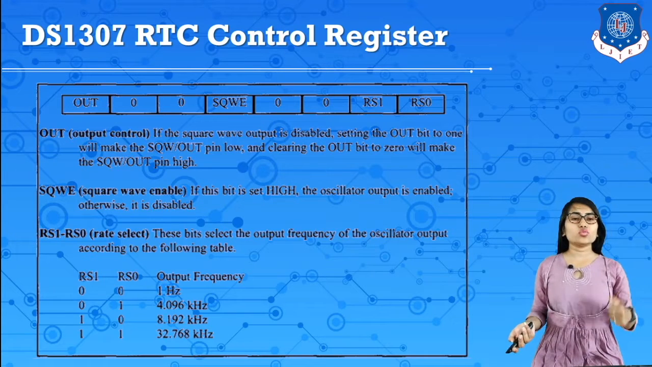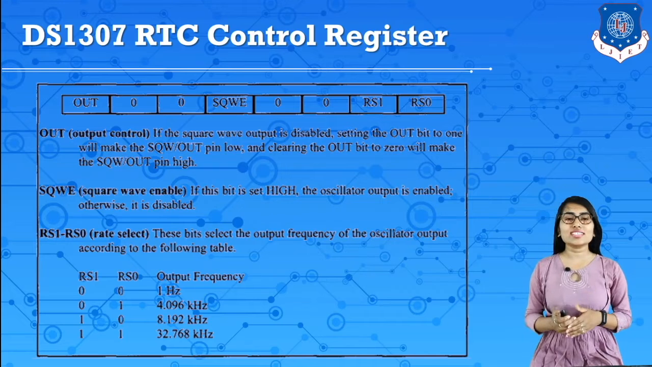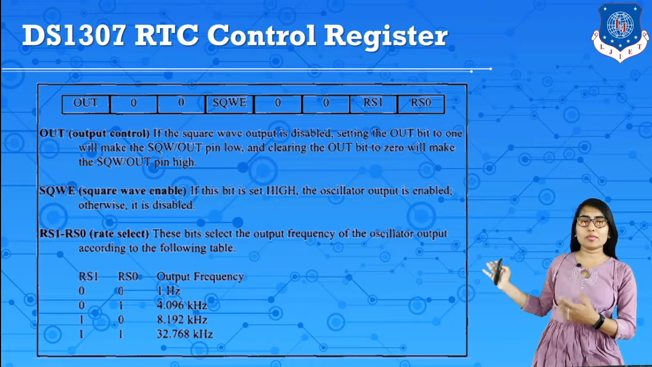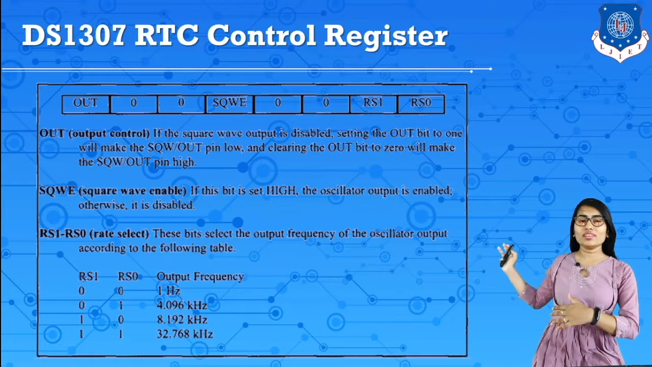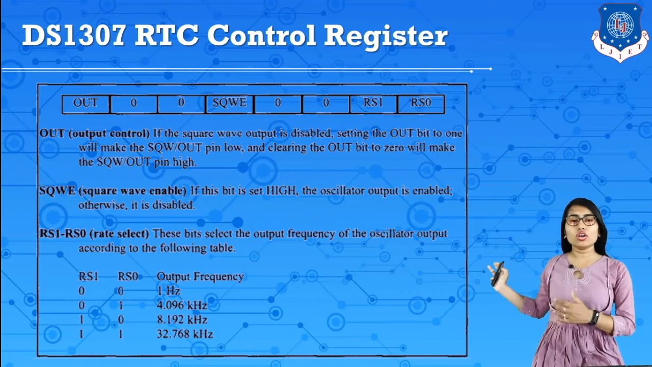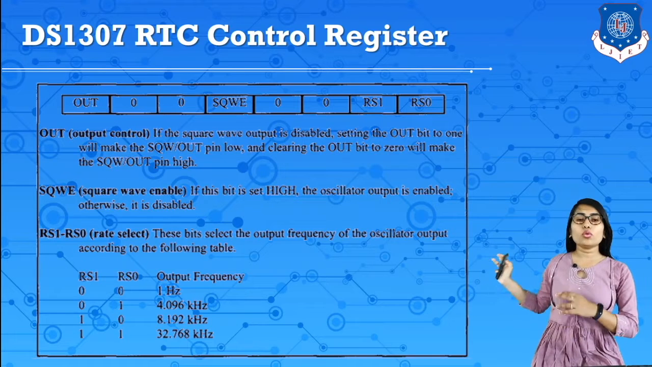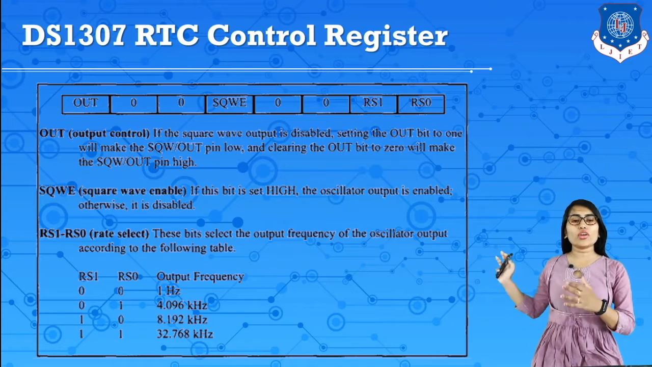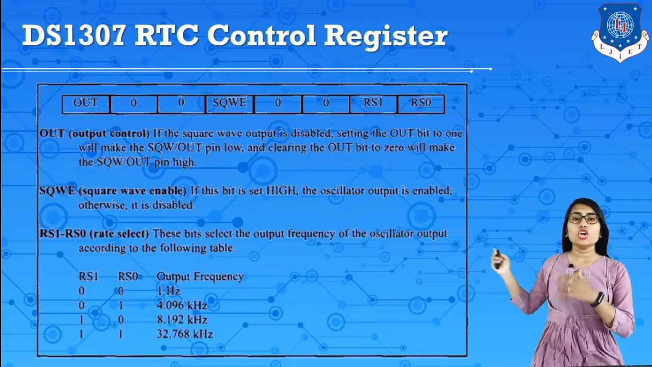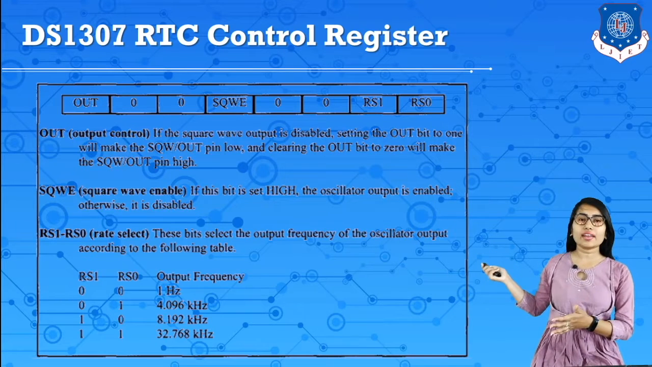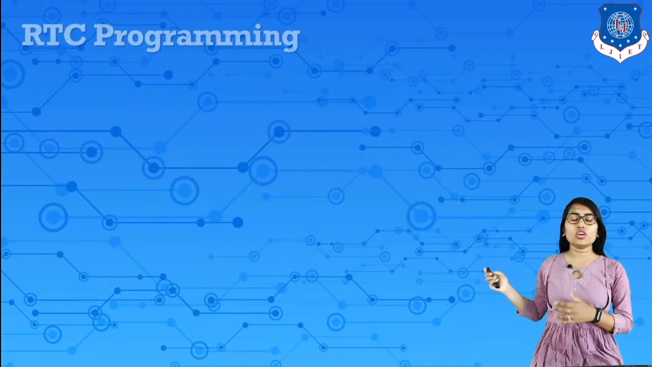Then RS1, RS0 is rate select. These bits select the output frequency of the oscillator output according to this table. If 00, then 1 Hz; 01, then 4.096 kHz; 10, then 8.192 kHz; and if 11, then 32.768 kHz. So to define a rate, we can use these RS bits of the DS1307.